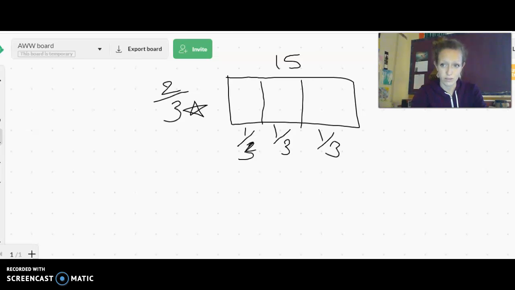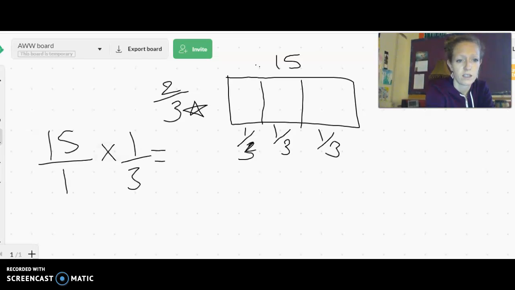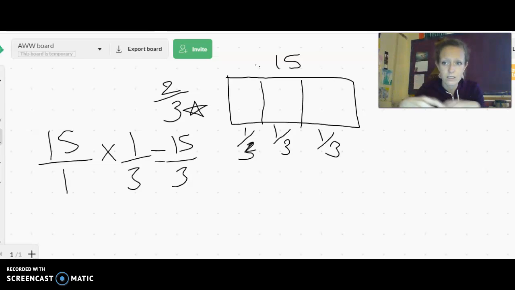What is 1/3 of 15? I bet you can guess. And if you can't, we can work it out. 15 over 1, which is the same as 15, times 1 over 3. 15 times 1 is 15. 3, so this is the same as 15 divided by 3. 1/3, 15 divided by 3 is going to equal 5. Some of you might have just jumped to this. That's great. If you needed that extra minute, totally fine.